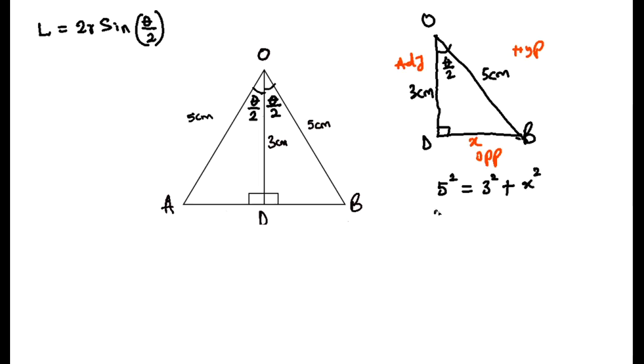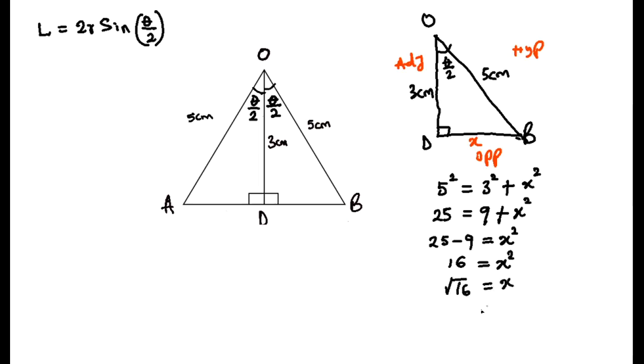So 5 squared becomes 25, equals 3 squared, which is 9, plus x squared. So I will have 25 here. 9 comes over to the left and I have minus 9 equal to x squared. 25 minus 9 gives us 16 equals x squared. To get my x, I must take the square root of both sides. I have that the square root of 16 is equal to x. So therefore, x becomes equal to 4 centimeters.